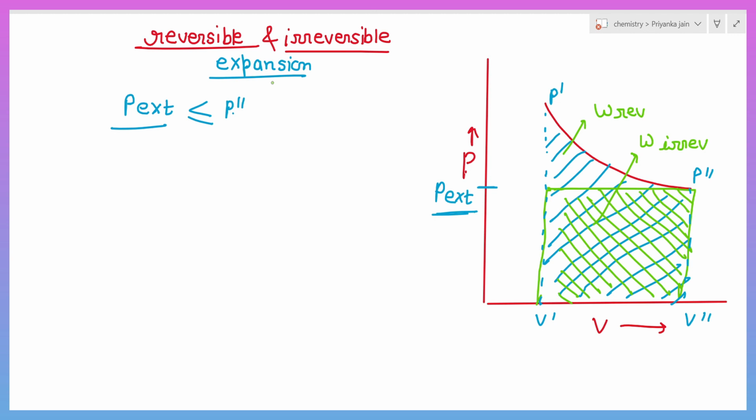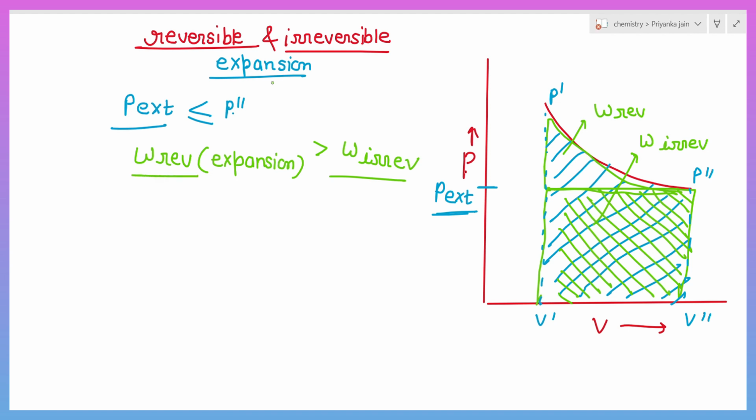From this you can see that this much area is more in the case of the reversible process. It means we can say that the work done in a reversible expansion, we are talking about the expansion, is always greater than the work done in the irreversible process. In the irreversible process, the work done is always lesser than in the reversible process.